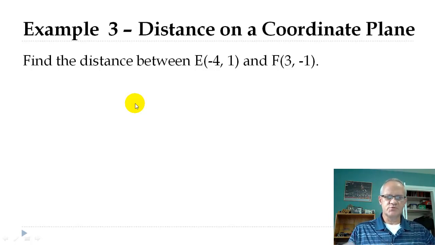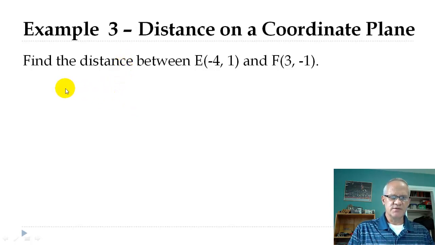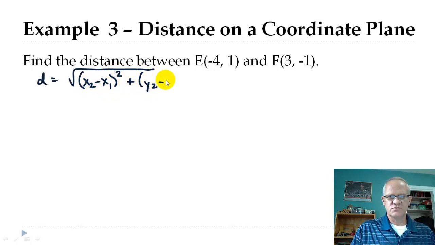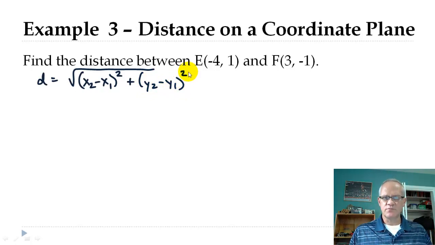We want to find the distance between these 2 points. Okay, so let's write down our formula here. So first of all, remember our distance is the square root of x2 minus x1, just the second x minus the first x squared, plus y2 minus y1 squared. Okay, so you might want to write that down each time you work out a problem. That way it'll help you kind of remember that.